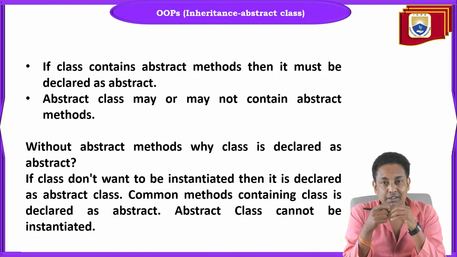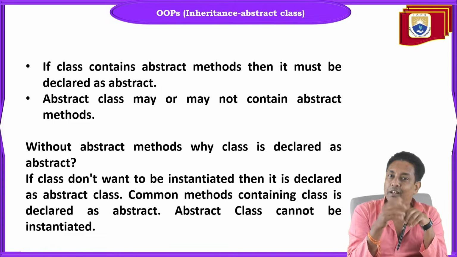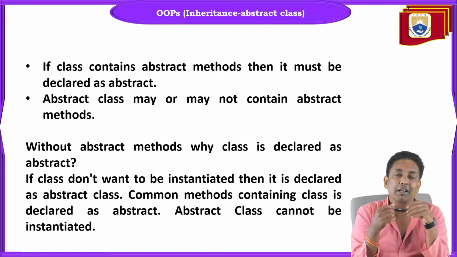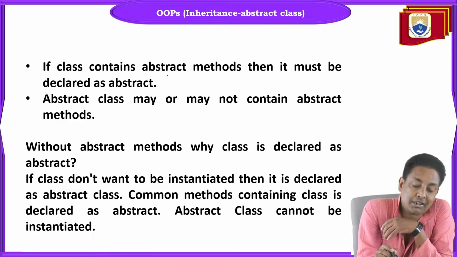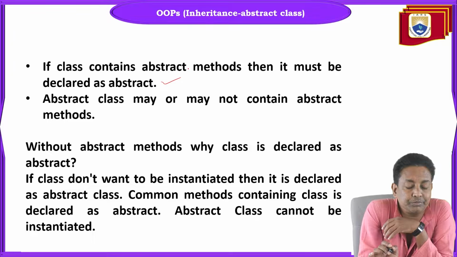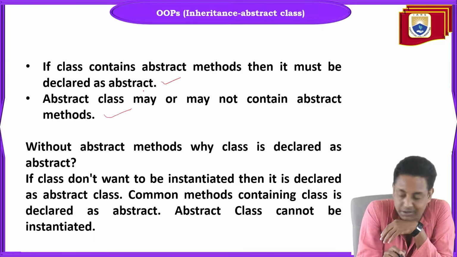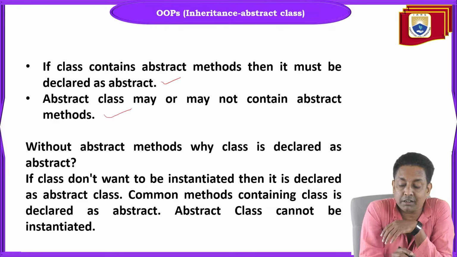Even final also we discussed, when to declare classes final. If all variables of a class want to be final, instead of declaring all variables as final, better declare the class as final. Like that we discussed. If a class contains abstract methods, then it must be declared as abstract. An abstract class may or may not contain abstract methods. That also we discussed. Without abstract methods, why is a class declared as abstract?